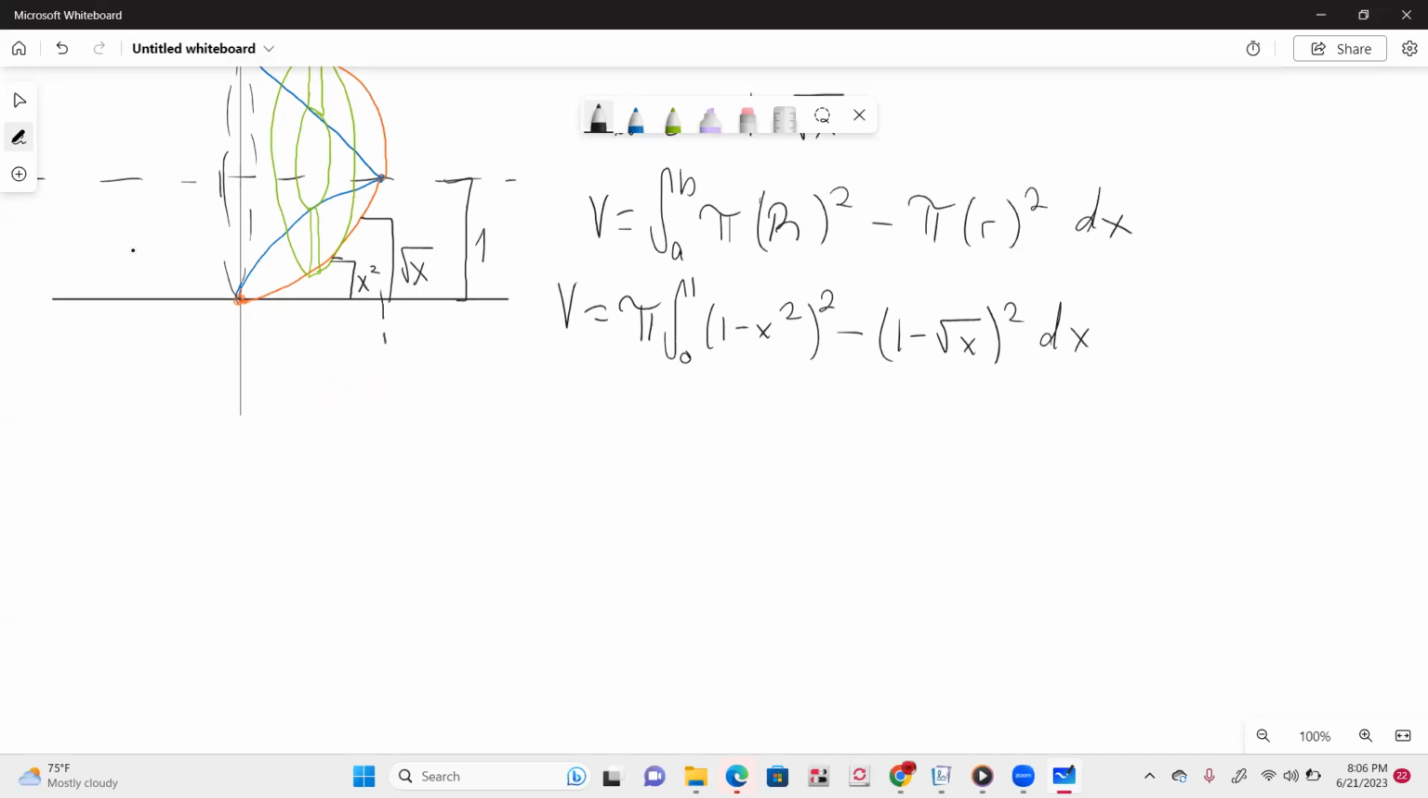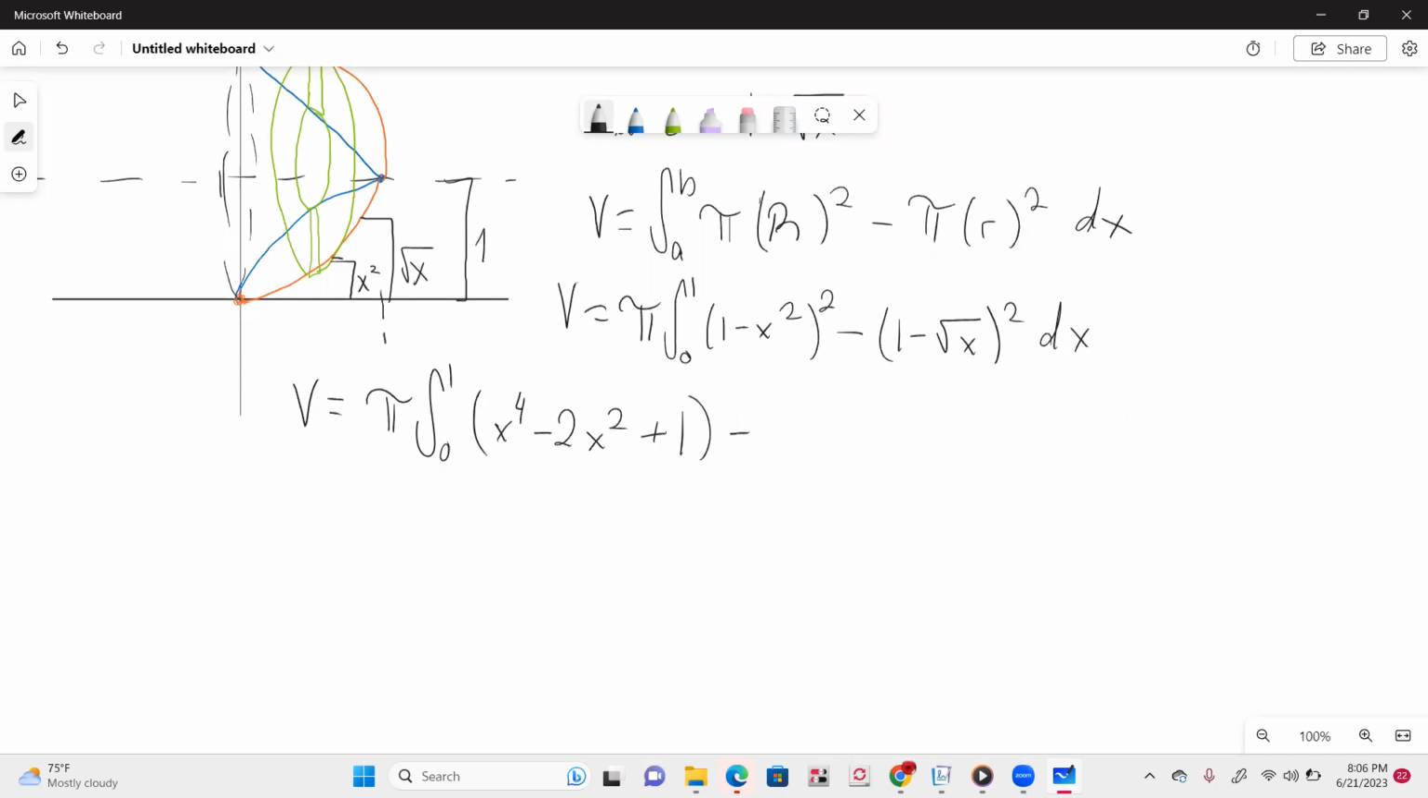So that is going to be our volume is equal to pi times the integral from 0 to 1 of x squared times x squared is x to the 4th. Negative x squared times negative x squared is x to the 4th. Negative x squared times 1 plus negative x squared times 1 is equal to negative 2x squared. And then we're going to have 1 times 1, which is going to be plus 1.